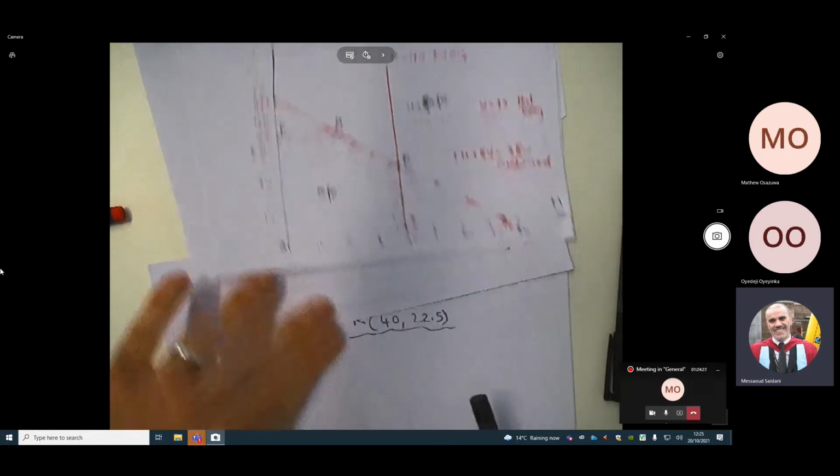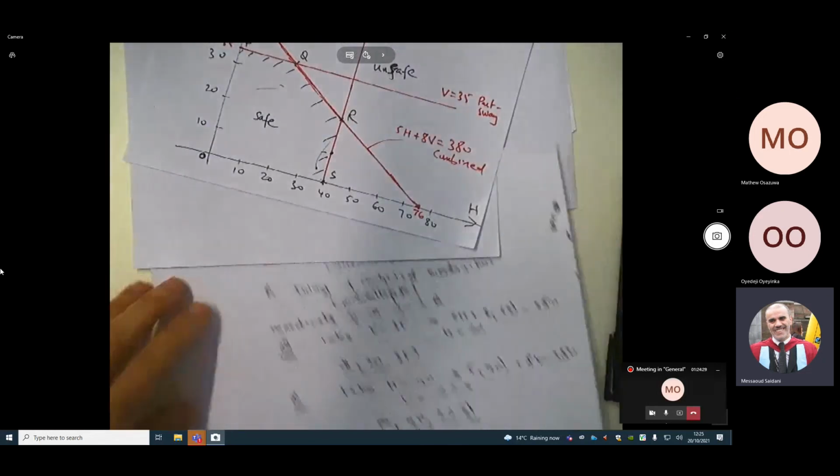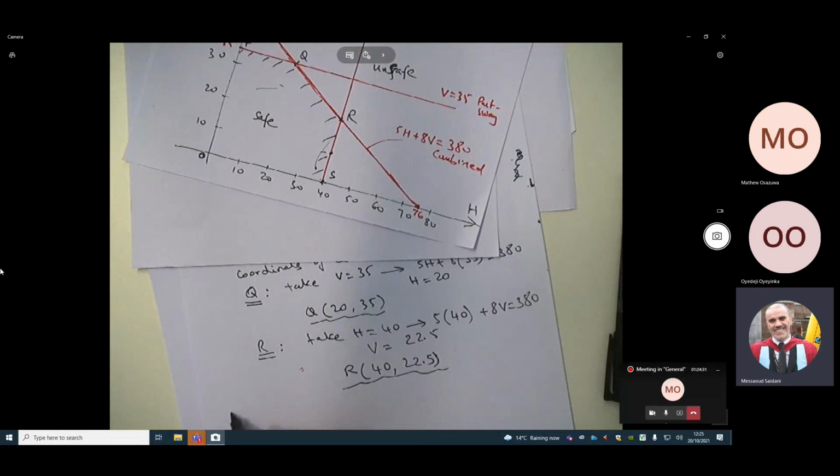So, bending moment diagram. Bending moment.